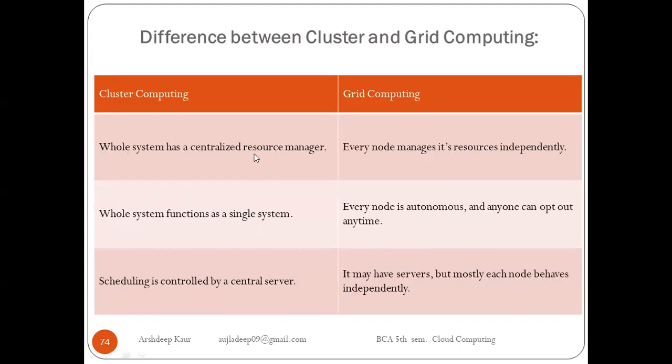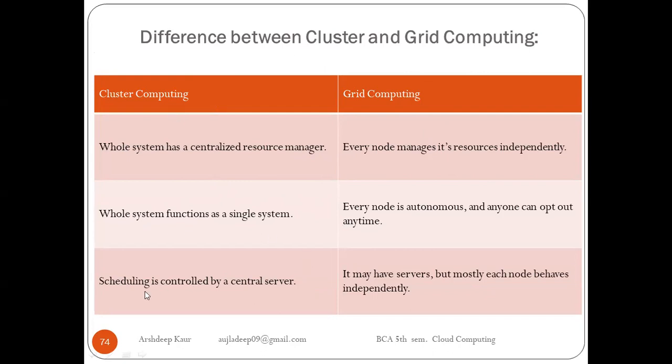In a cluster, the whole system has a centralized resource manager. In a grid, every node has its own resource manager. In a cluster, the whole system functions as a single unit, whereas in a grid every node is autonomous. They are independent of each other because they are not at the same location.